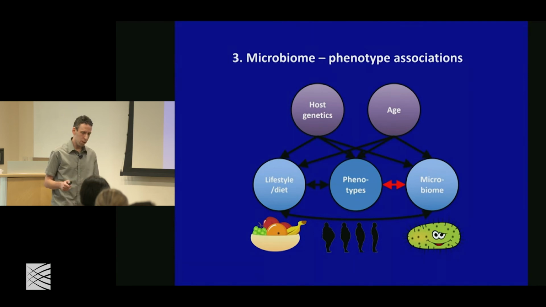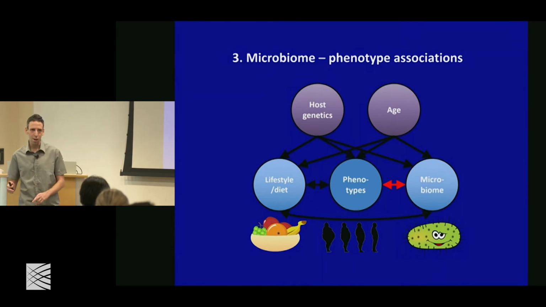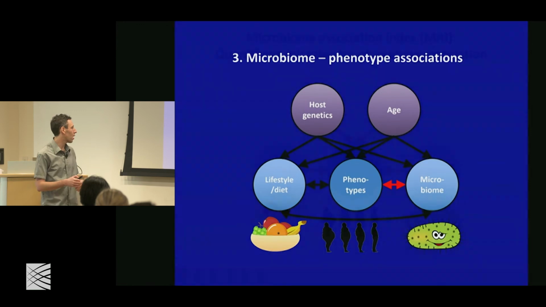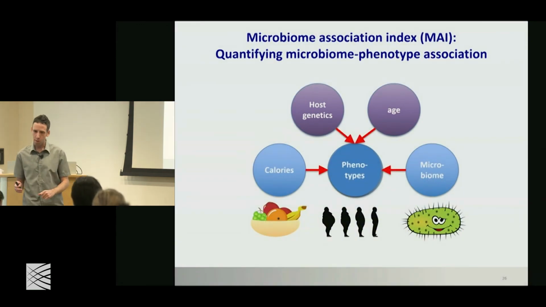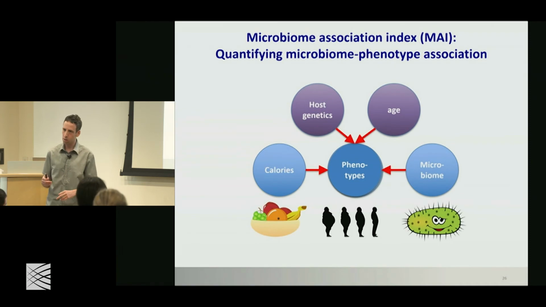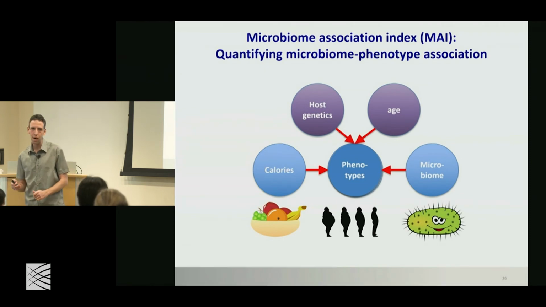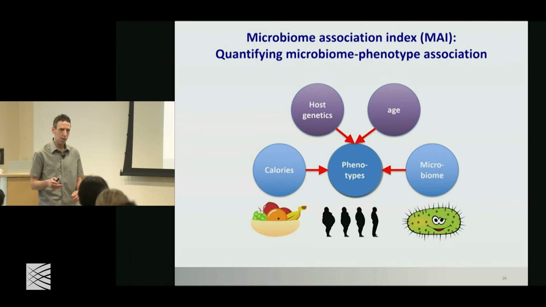All right, so now we're bringing phenotypes into the game, and I personally think that this part is more interesting. What we try to do in this part is to come up with the microbiome analog of genetic heritability. So what we wanted to do is to quantify microbiome phenotype associations after accounting for lots of other factors.